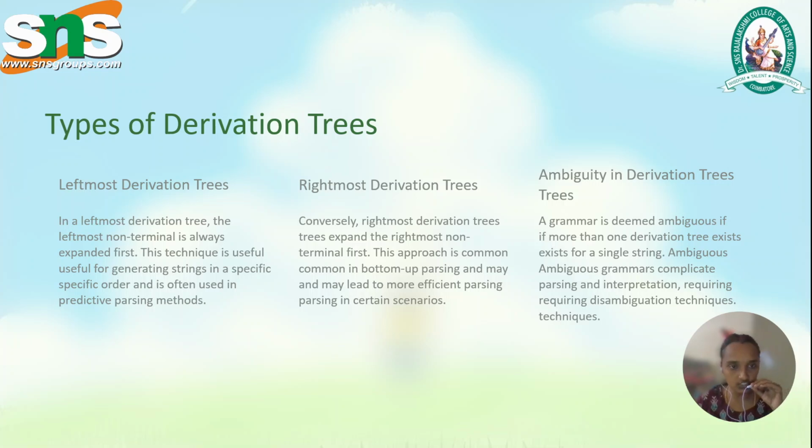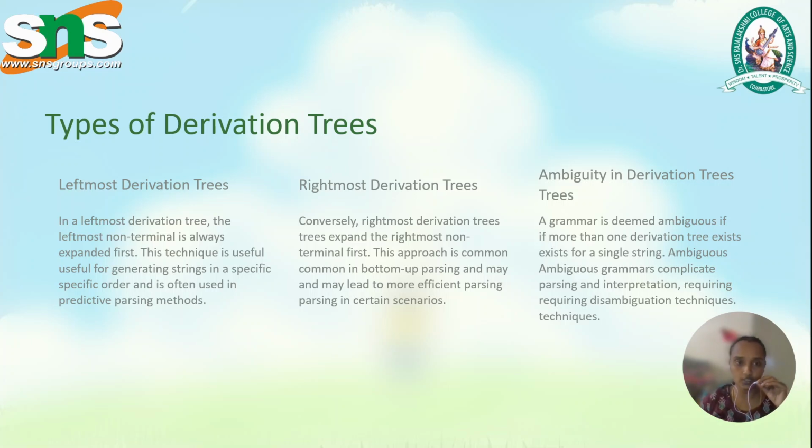In a leftmost derivation tree, the leftmost non-terminal is always expanded first. When we expand the non-terminals, we expand the left side values first. That is a leftmost derivation tree. In a rightmost derivation tree, the rightmost non-terminal is expanded first. This approach is common in bottom-up parsing.